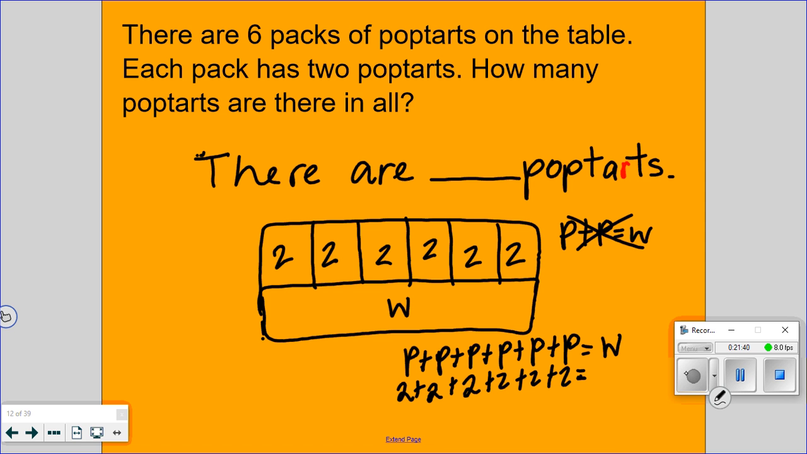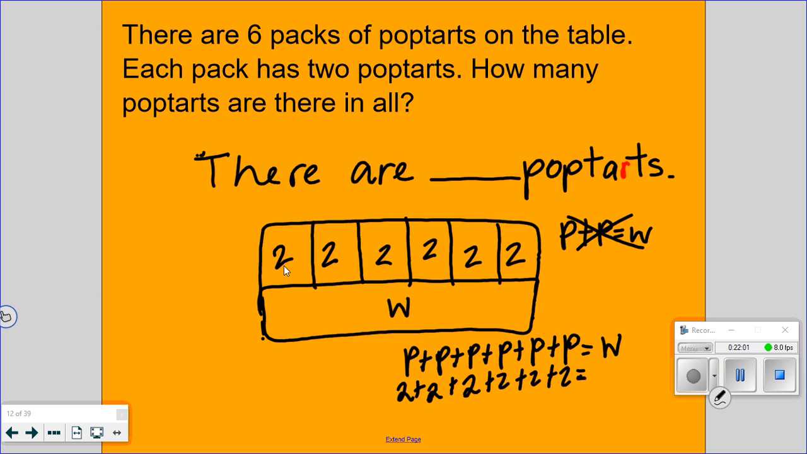Can I offer a strategy? Because this is 2s, I'm a really good skip counter of 2s. Are you a good skip counter of 2? Yeah. Let's try it. Ready? 2, 4, 6, 8, 10, 12. So if you see that it's an easy skip count for you, maybe try that next time.